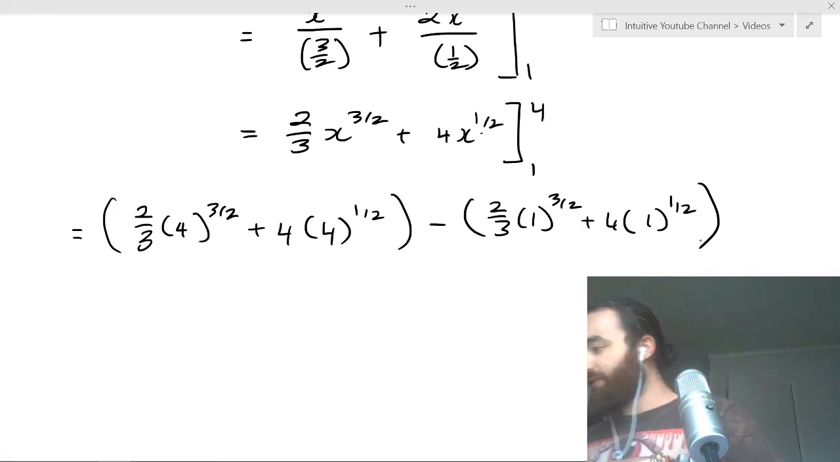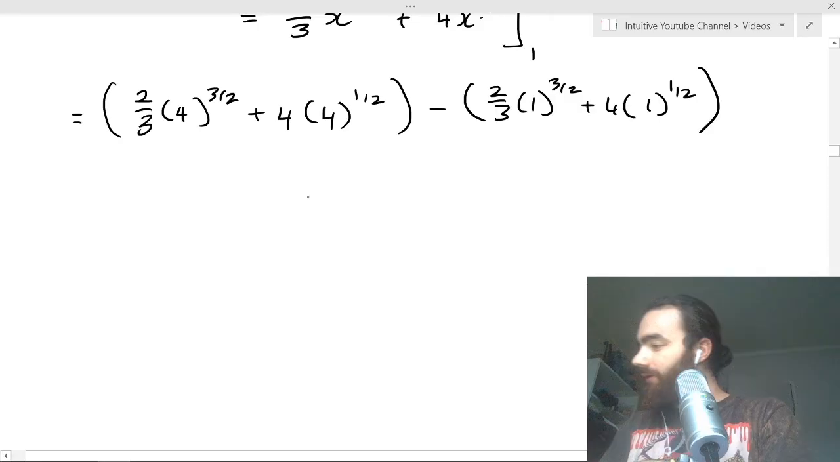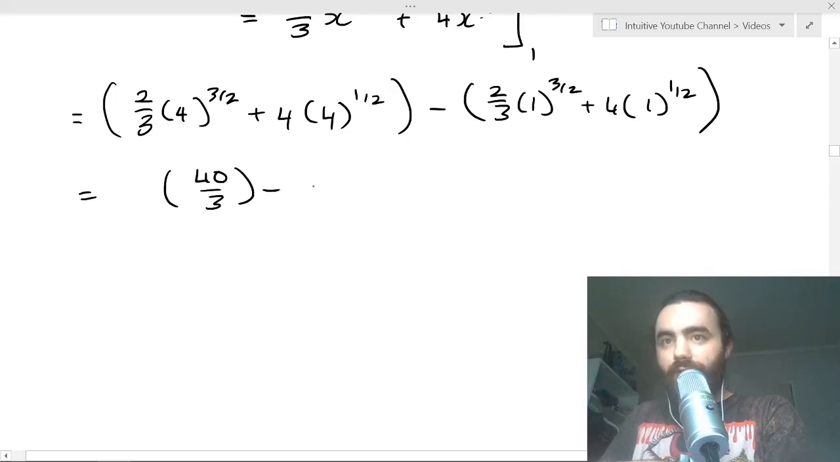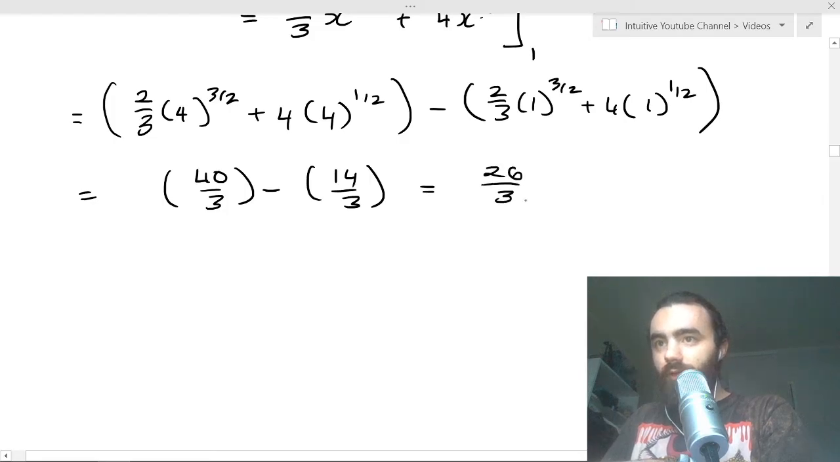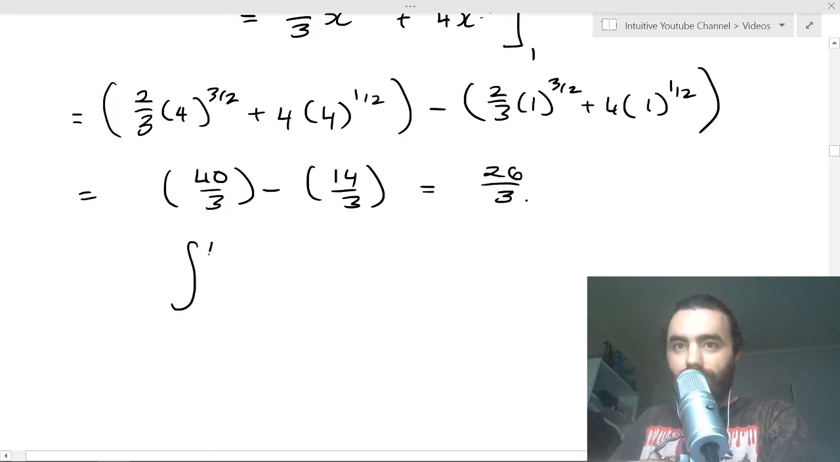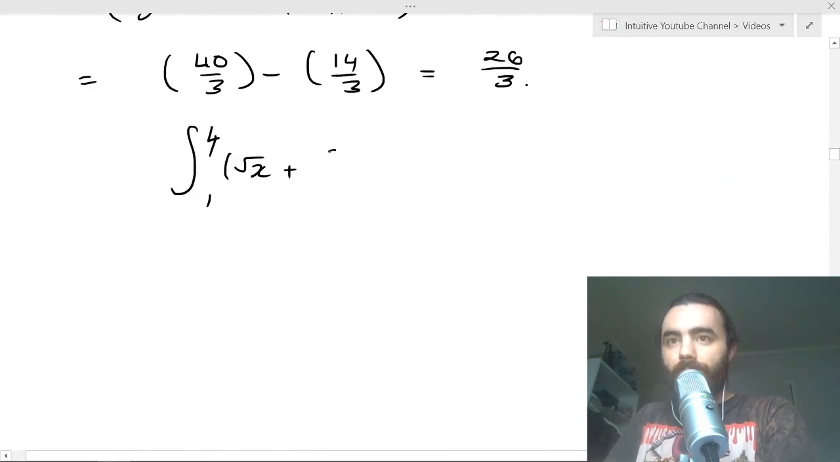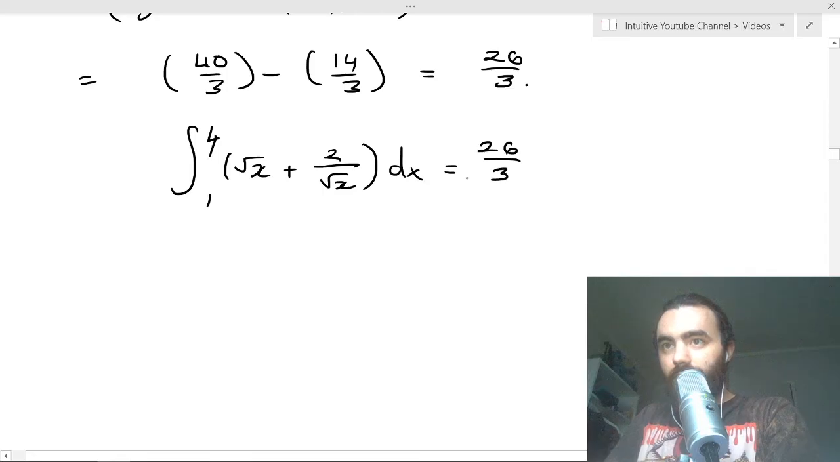And if you plug that into your calculator, you will get, did this before, 40 over 3 minus 14 over 3, which gives you 26 over 3. So therefore this integral of square root x plus, what was it, 2 over square root x equals 26 over 3.